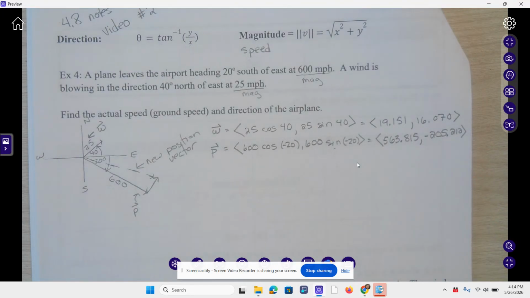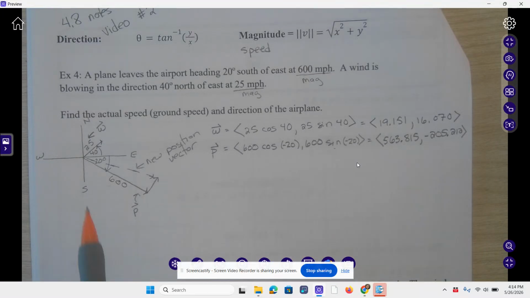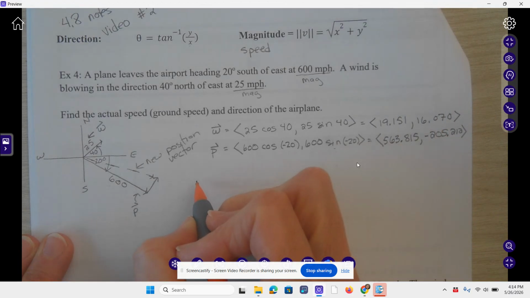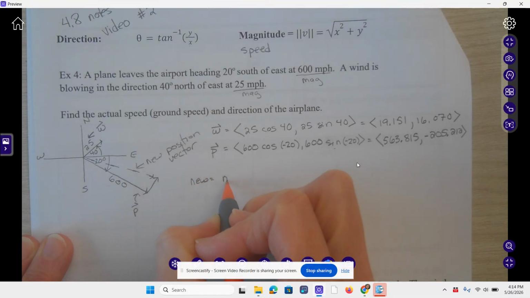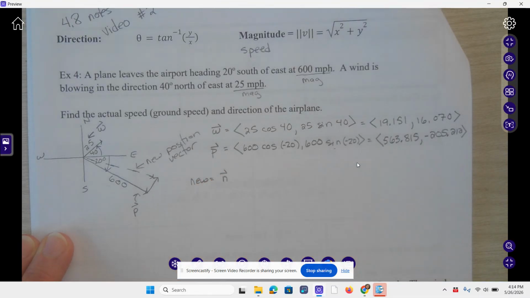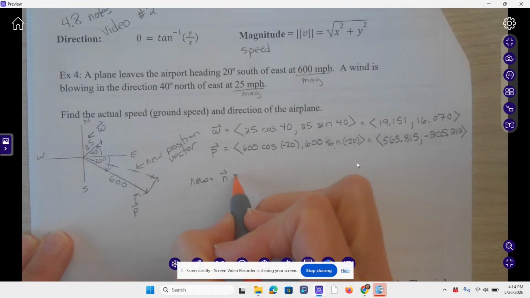So that is your plane vector. Okay, now we want the actual or the new position. So we have a vector for the plane, we have a vector for the wind, now we're going to add them together. When we add vectors, we just add the x component and the y component. I'm going to call this vector n for the new position or the actual position.